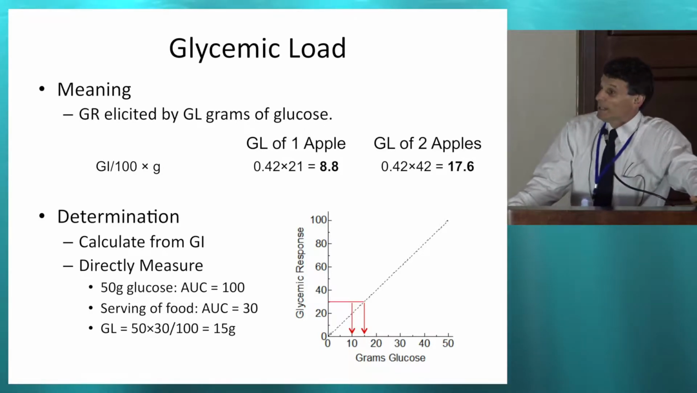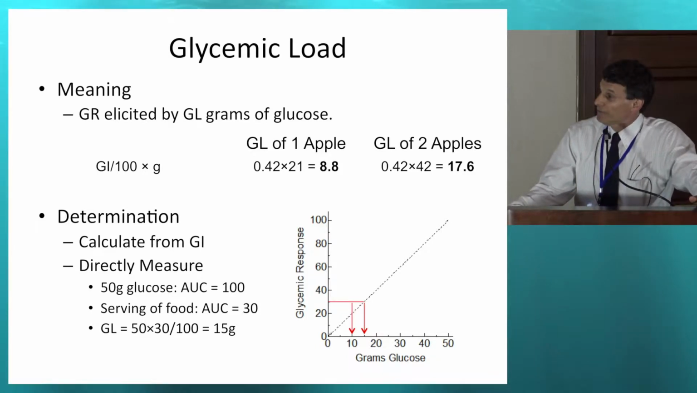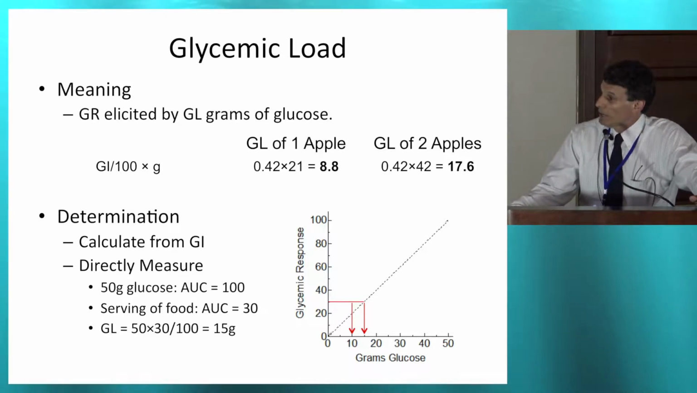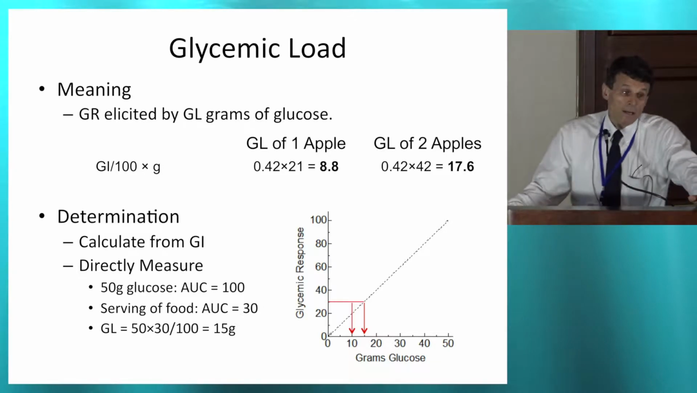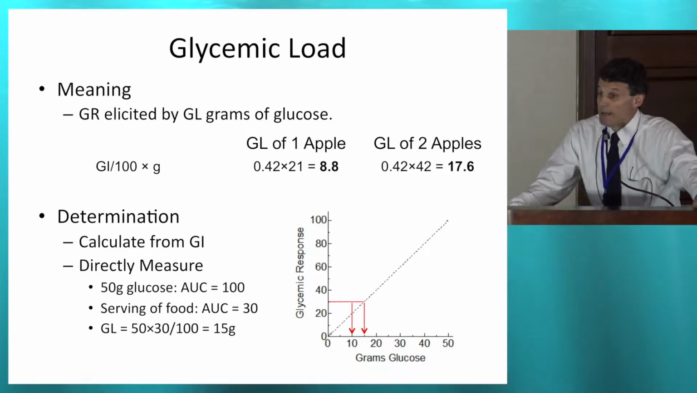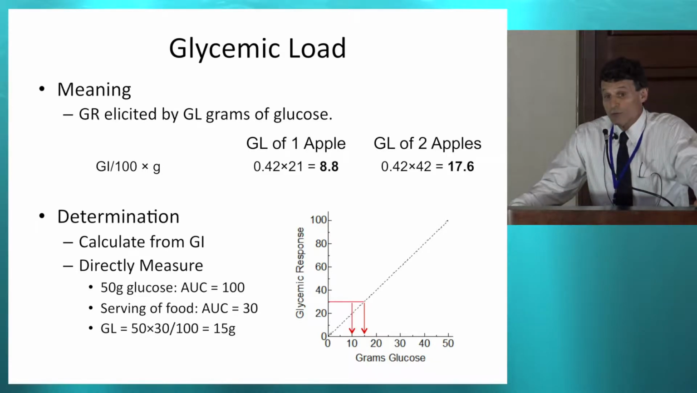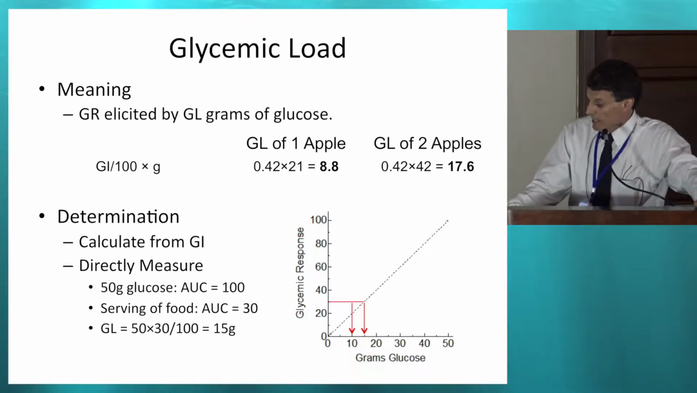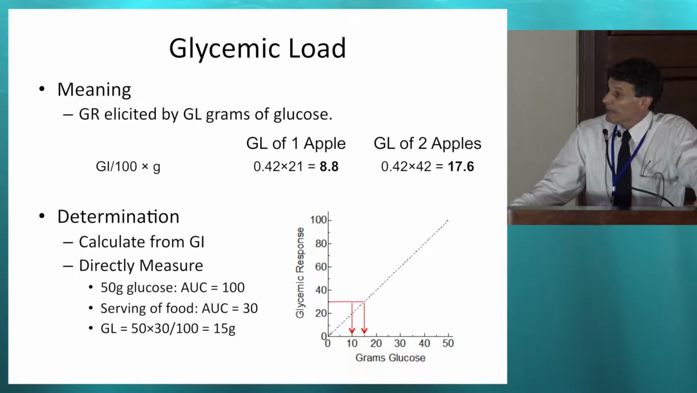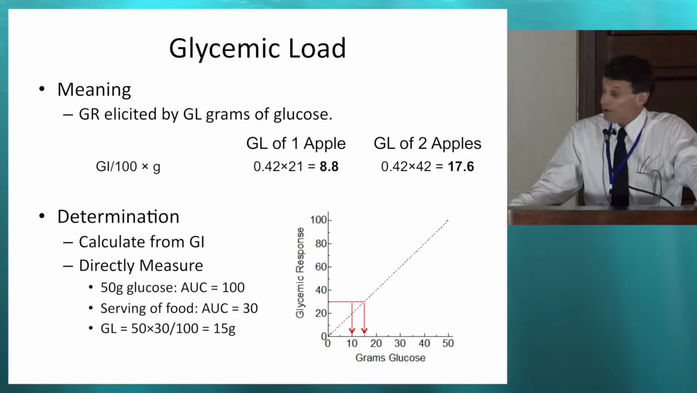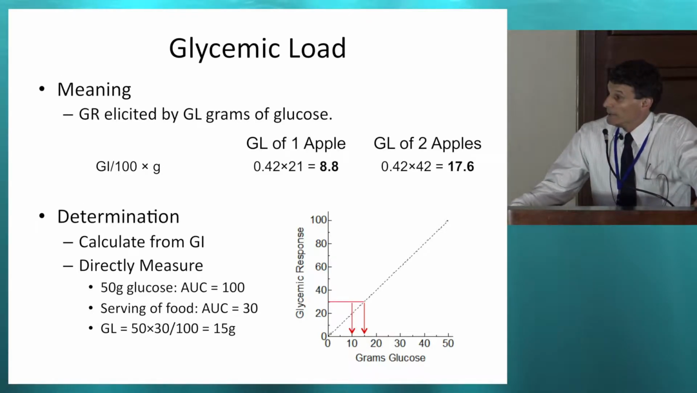Well, you can directly measure it by looking at the glycemic response of a serving of food, area under the curve of 30, for example. If you measured your glucose, 50 grams is 100, so you read it off the graph and it's 15. And that's been done that way. But I think we need to realize the dose response curve for carbohydrate is not linear, it's curved, and you need to take that into consideration when you're planning your experiments. And in fact, this would overestimate the glycemic load. In fact, it's about 10.